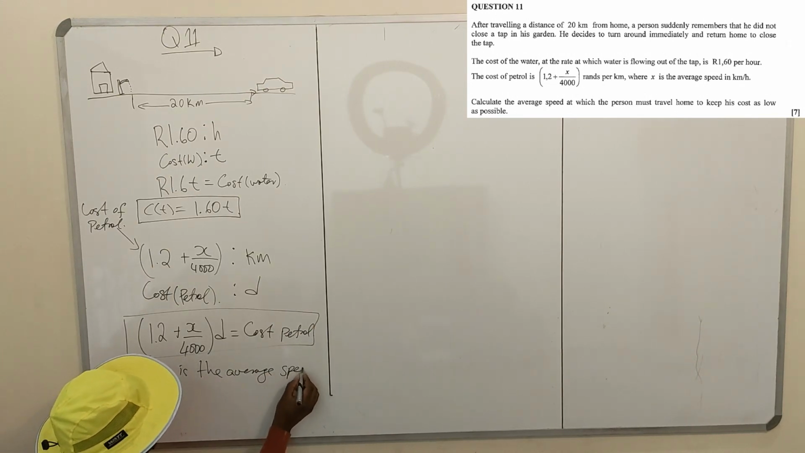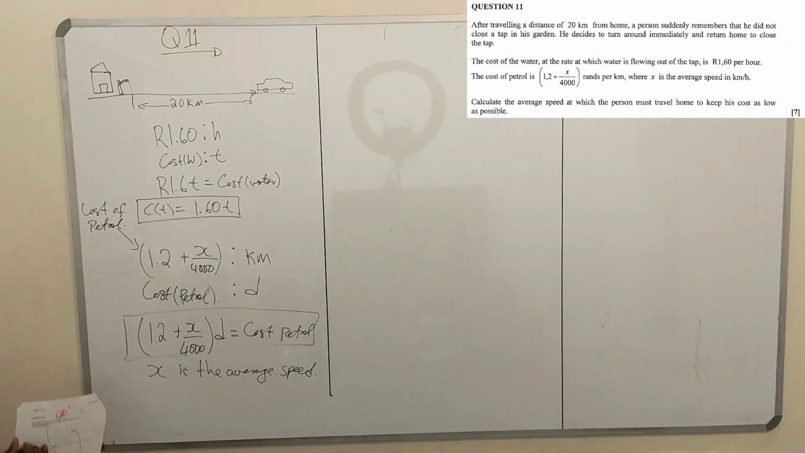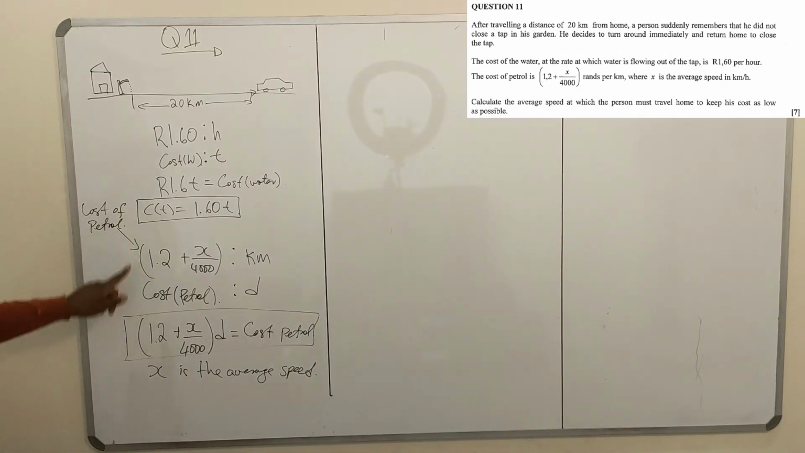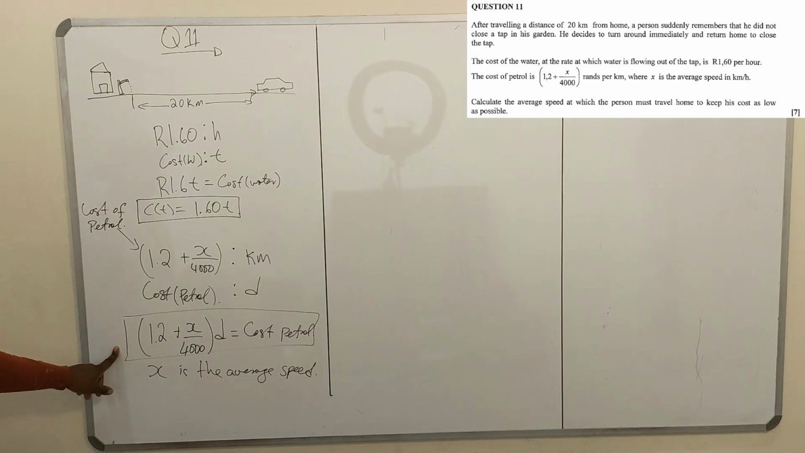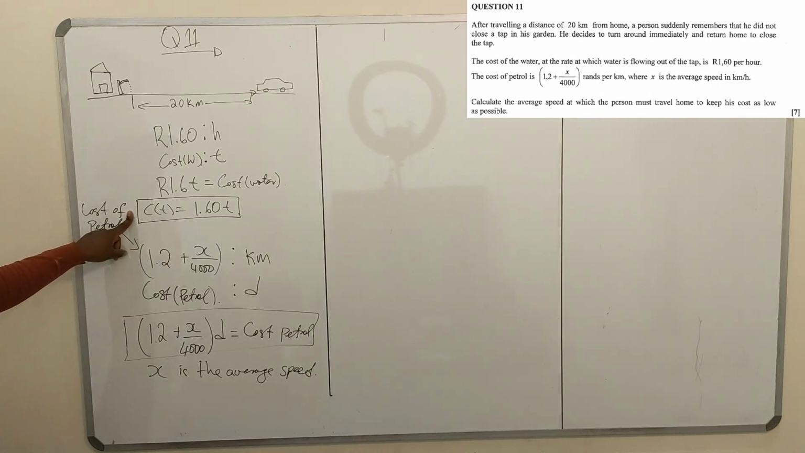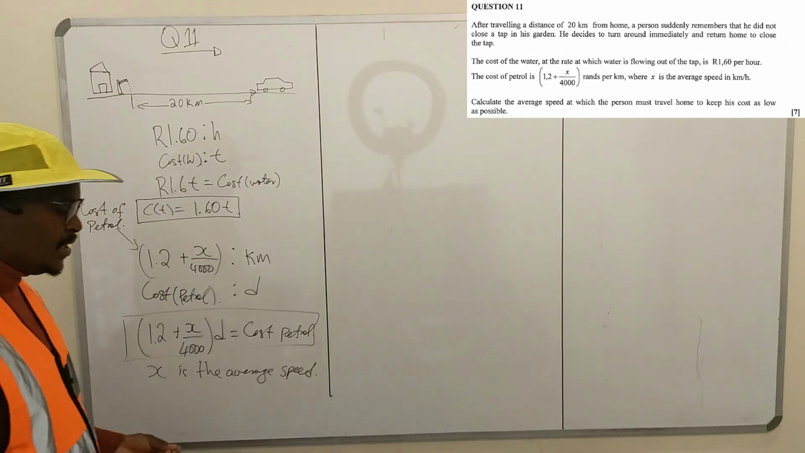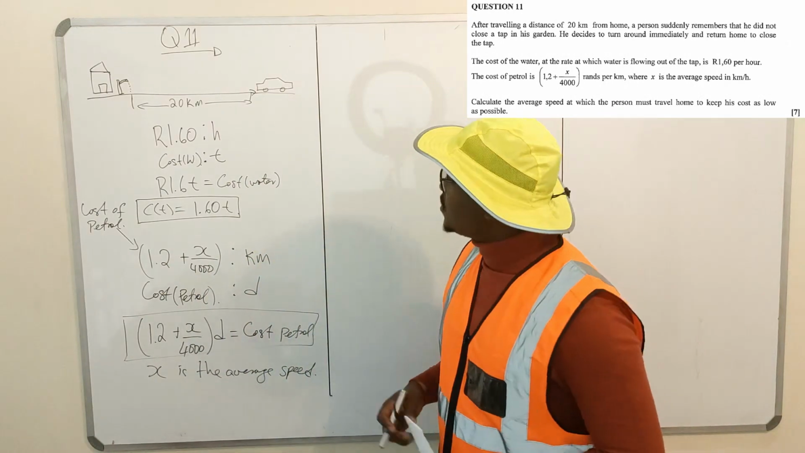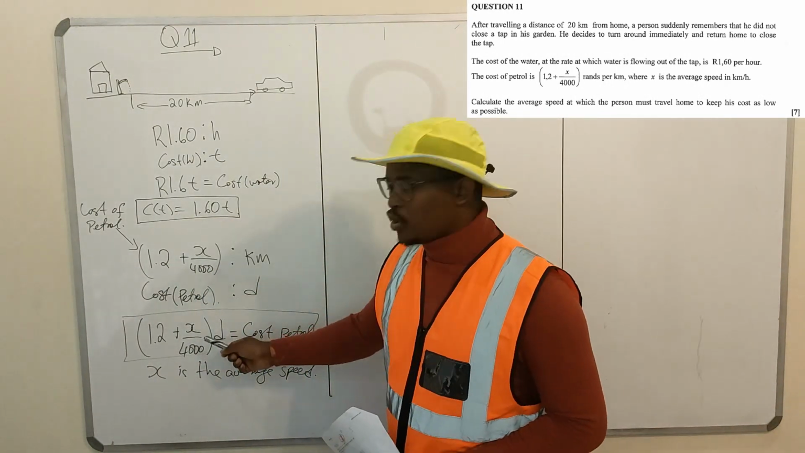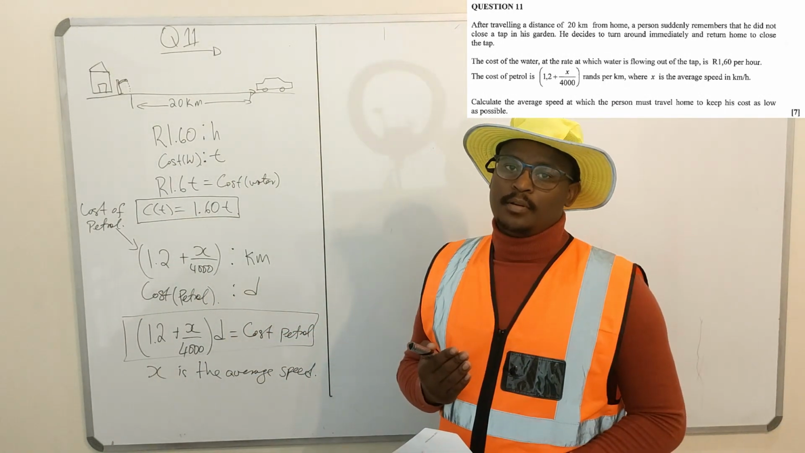It's the average speed. That's what these people said. So these two things are what we're trying to optimize. We're trying to get the best possible scenario or the lowest possible cost for both your cost of water that is flowing and the cost of petrol as this person is driving back home. So now, what you want to get is the lowest cost possible, which means you want this cost and this cost to be as low as possible.